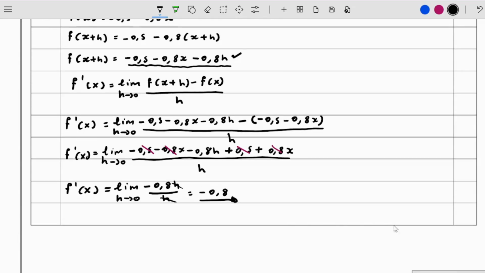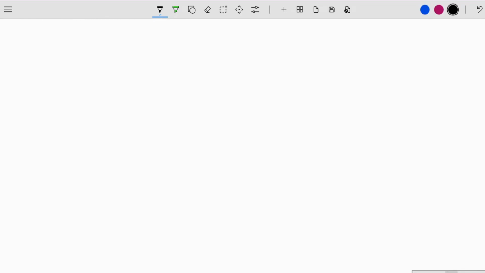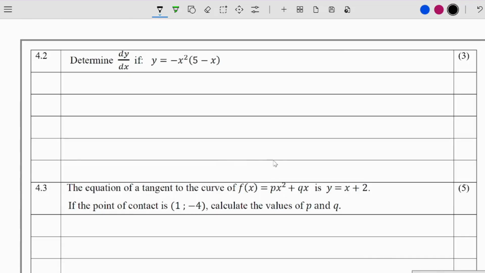Okay, moving on into the last part of the question paper, 4.2: determine dy over dx if y is given as negative x squared times 5 minus x. So before we can find the derivative of this function, firstly, let us simplify. So it's going to be negative 5x to the exponent of 2. Negative and negative give us positive x to the exponent of 3.